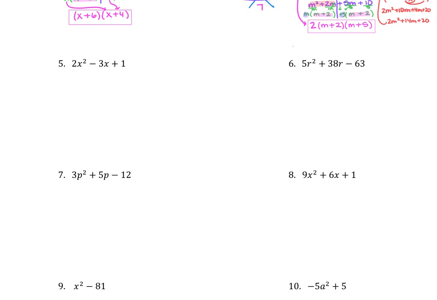Number 5, I'm going to start first by looking to see if there's a GCF. So I'm going to look at the first term and the last term. They don't have anything in common, so I know that there's not going to be a GCF to factor out at the beginning. I'm then going to do my a times c, and I'm going to make my x. 2 times 1 gives me 2, and I want what adds to give me -3.